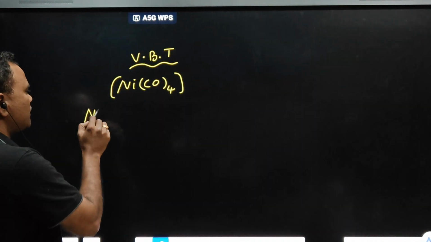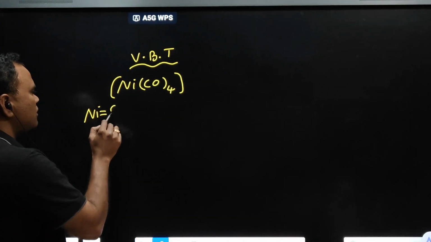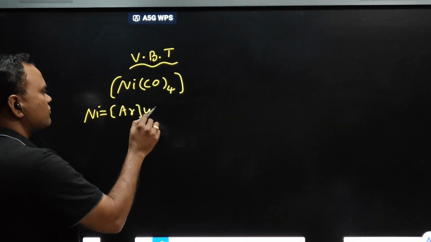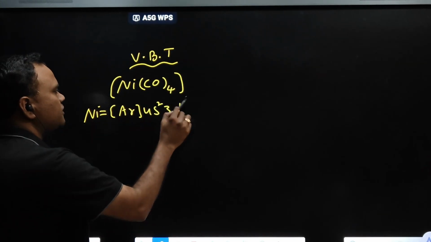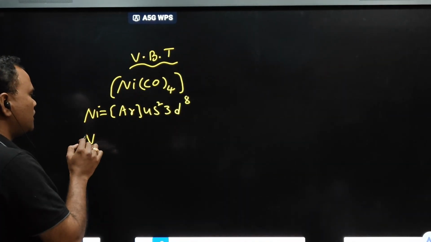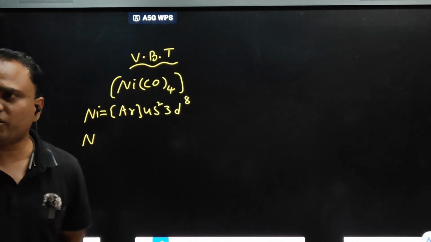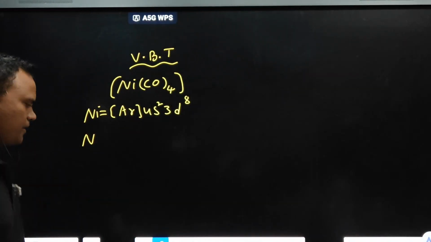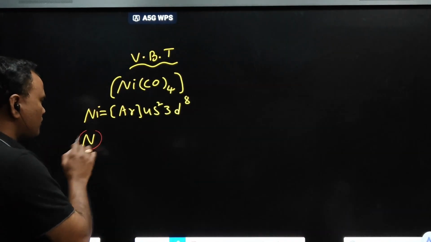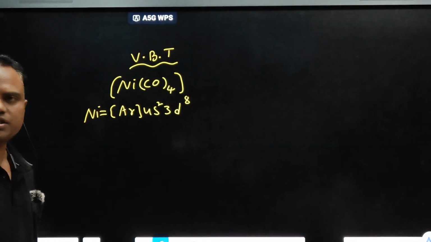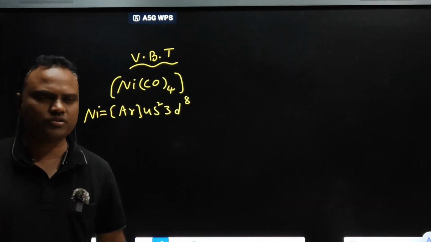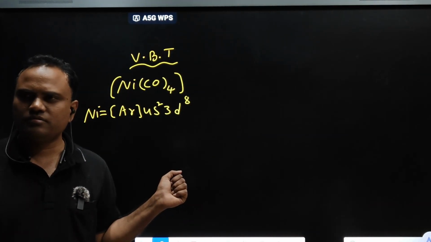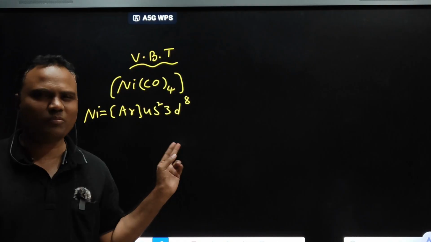So, nickel electronic configuration is argon 4s2 3d8. Nickel 0 means, is there any need to remove the electrons here? No need to remove the electrons. So, no need to write any oxidation state over nickel. What is the next step? Next step, swapping.